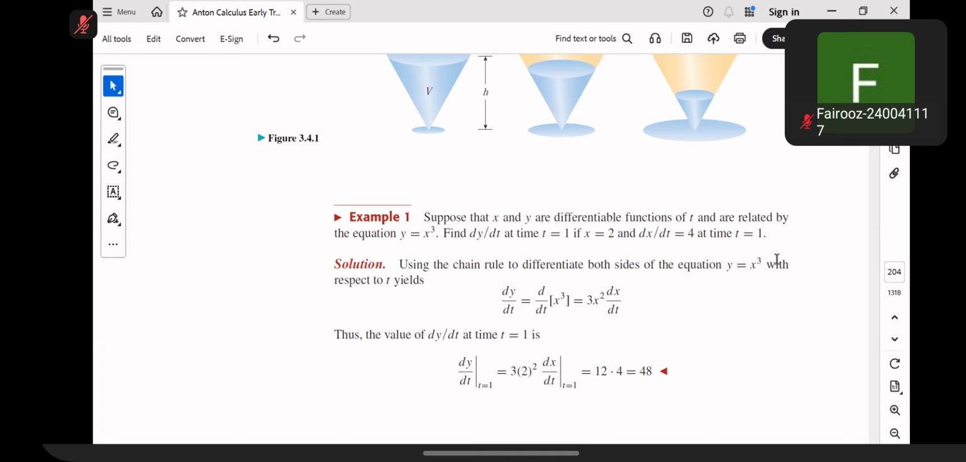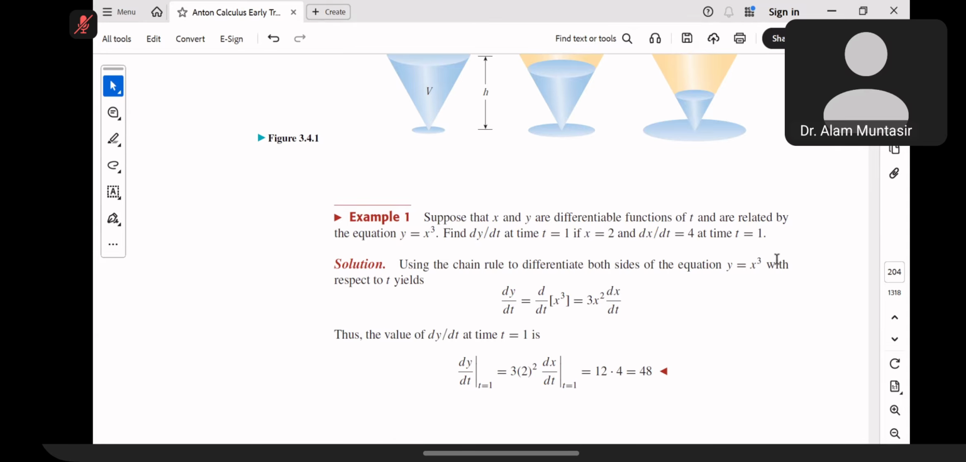Okay. You have to apply the initial conditions or the given conditions to get the value of the derivative dy by dt, or you can say the related rate of y with respect to time t. The initial conditions are, when x equal to 2, dx by dt equal to 4 at the time t equal to 1.